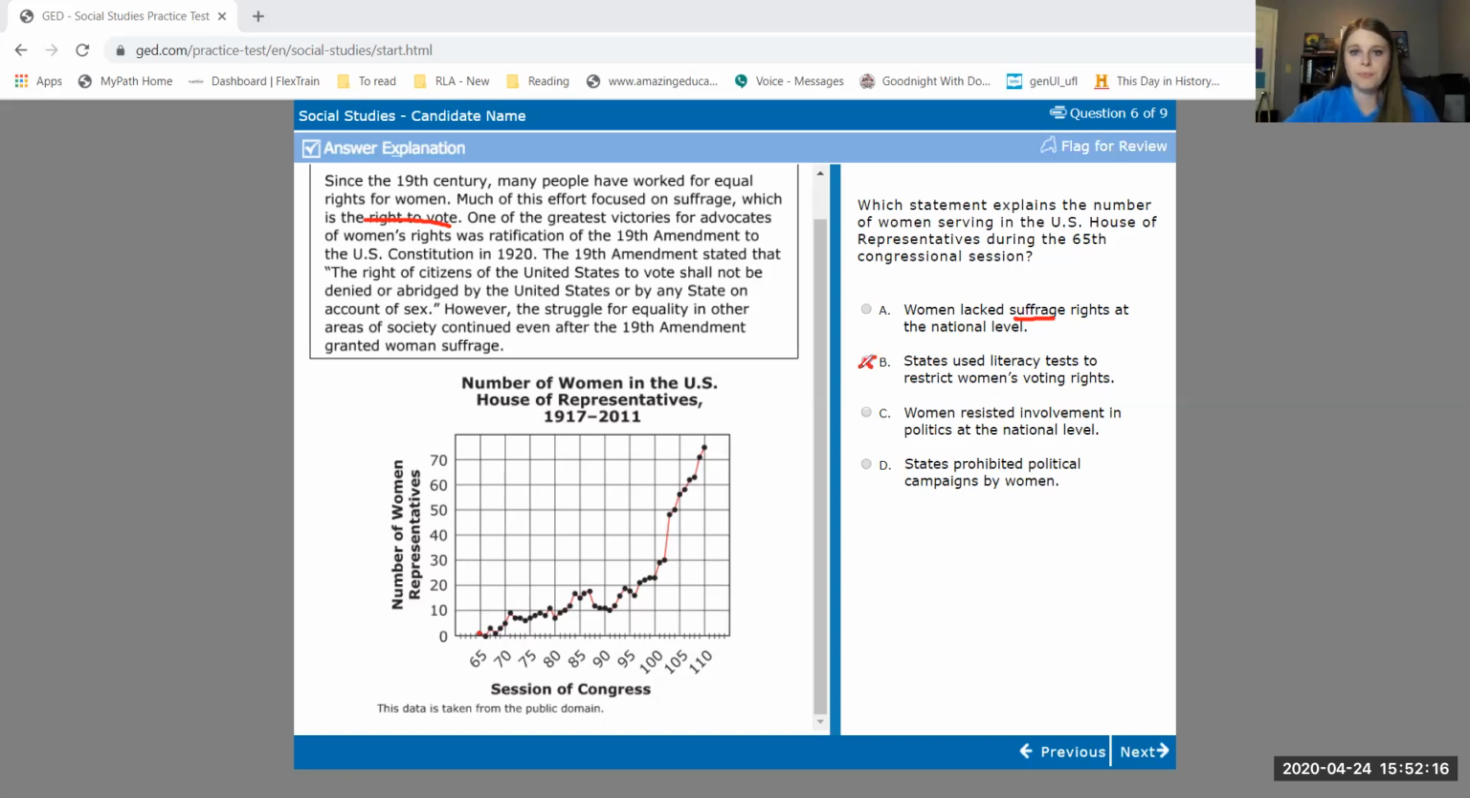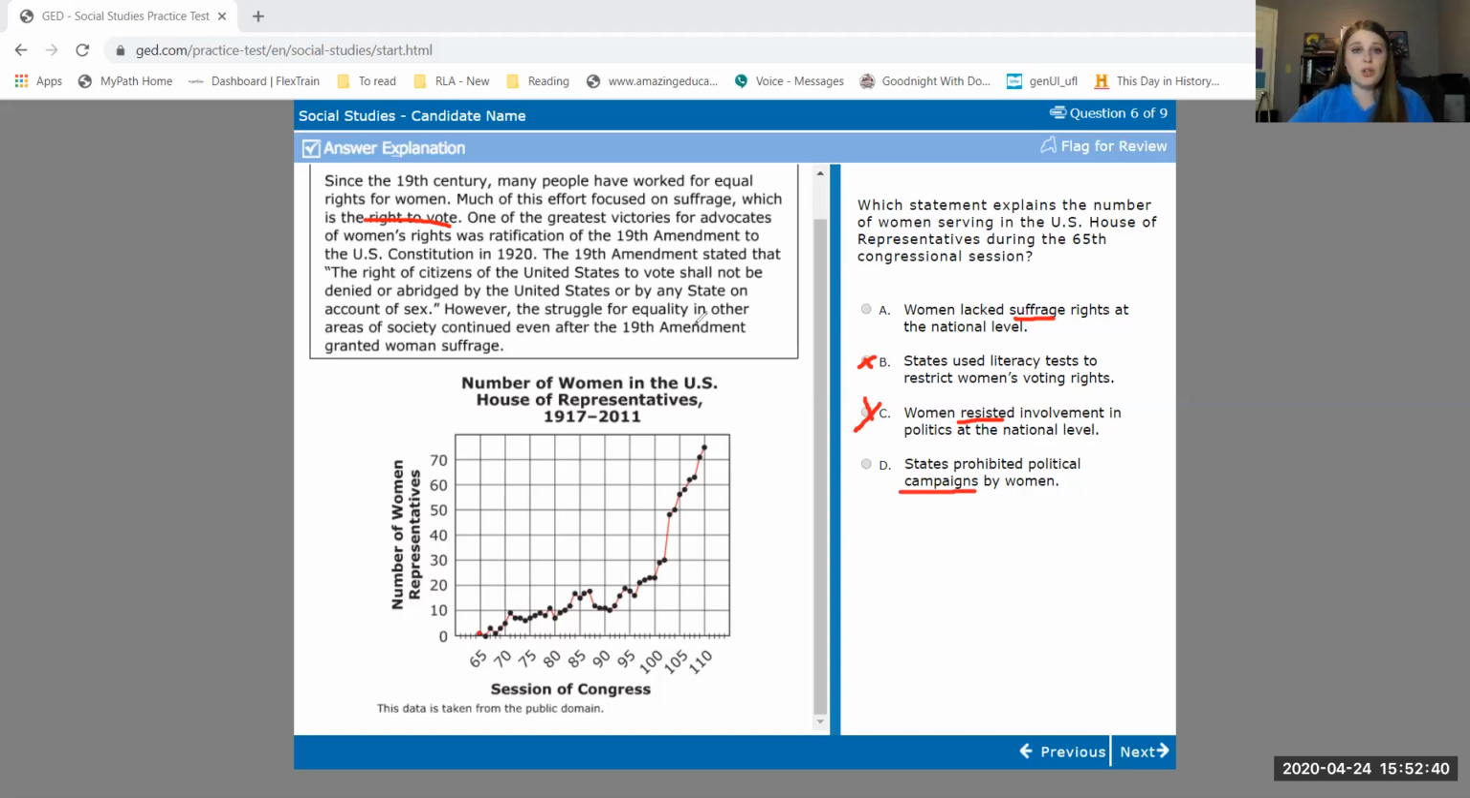Letter C, women resisted involvement in politics at the national level. They resisted? They didn't want to participate? Again, maybe, I don't know. It does not say that, so I cannot say that that is true. Letter D, states prohibited political campaigns by women.